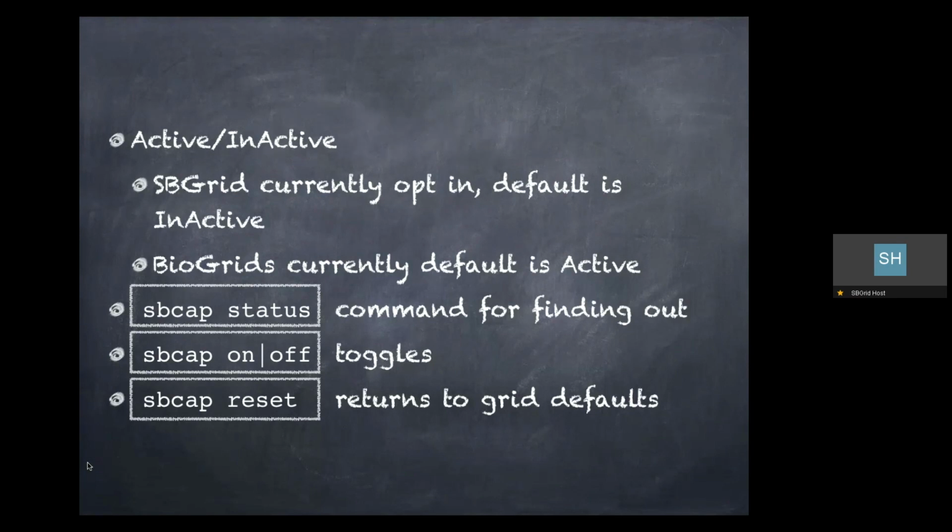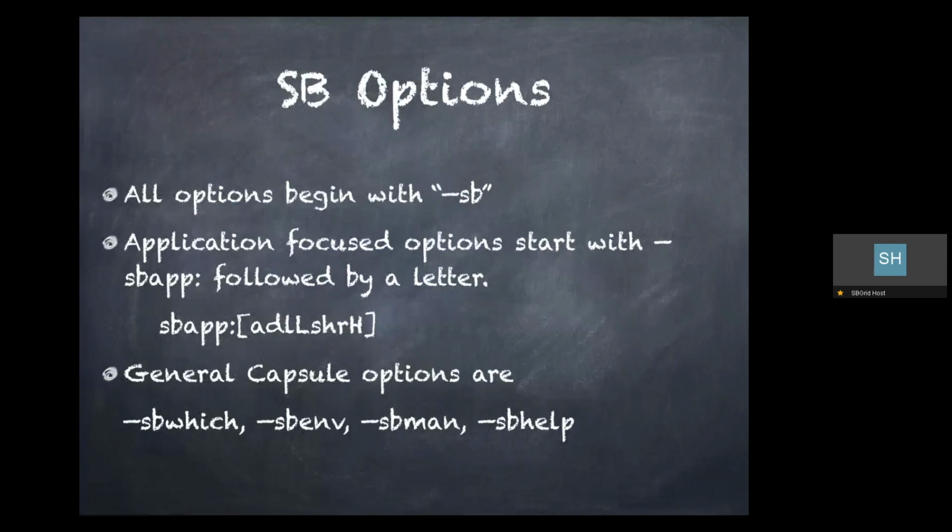In these slides, all of the text that you would type and its responses are in these boxes, so you know that's why that's there. There's a variety of options that we provide with capsules, and all of them start with --SB. The applications or focused options start with --SBApp: followed by a letter. For example, SBApp: and then there's a set of letters, and we'll go over some of those as we go through the talk. Generally, the general capsule options are --SB and then whatever the command is, which, env, man, and help being the ones that are currently implemented.